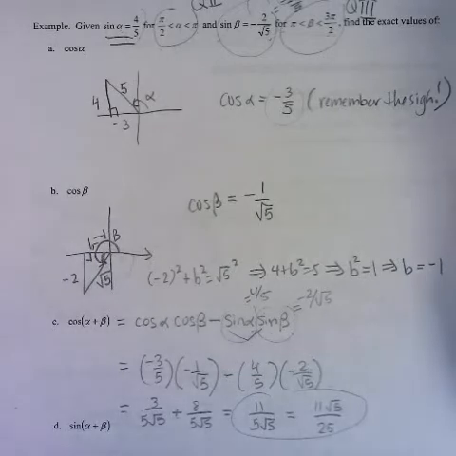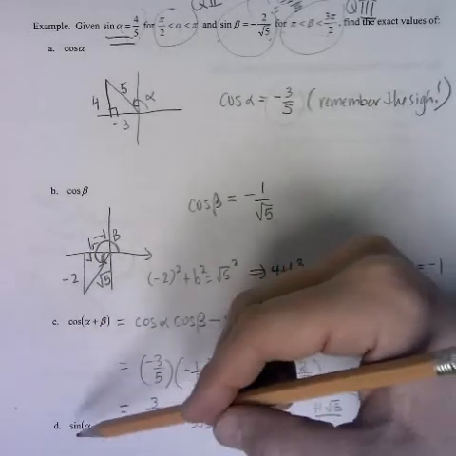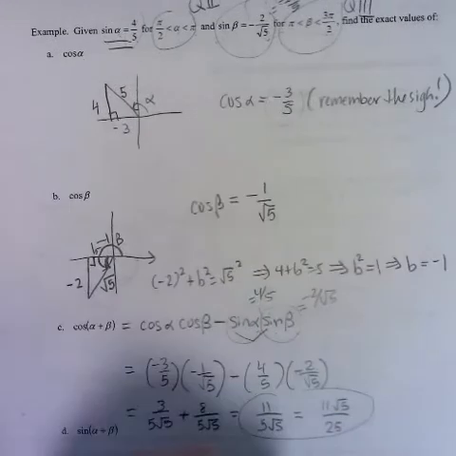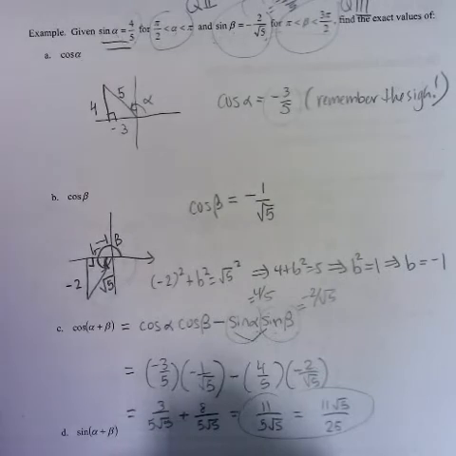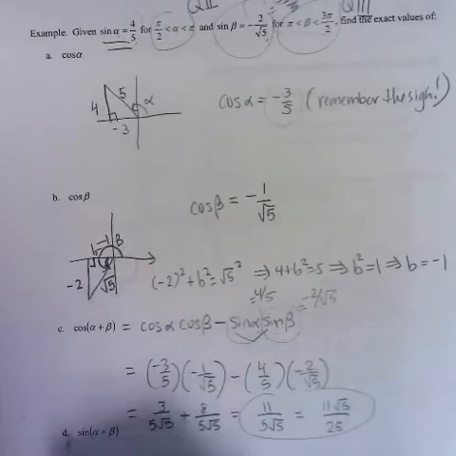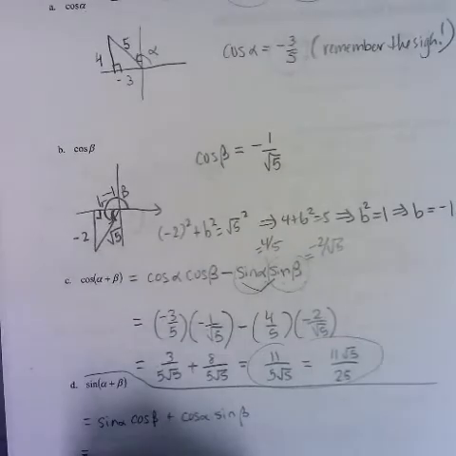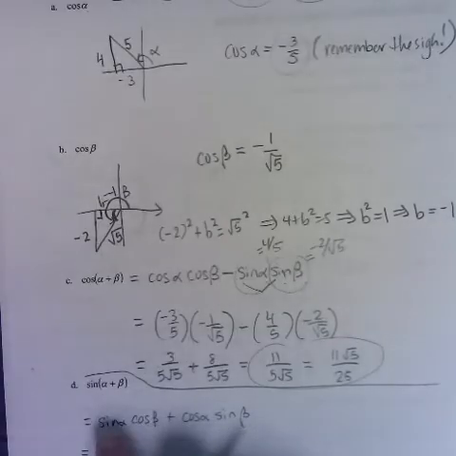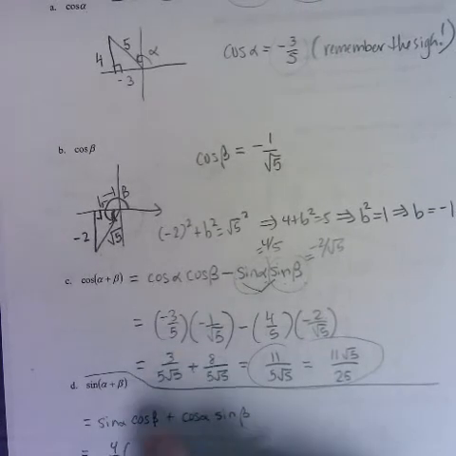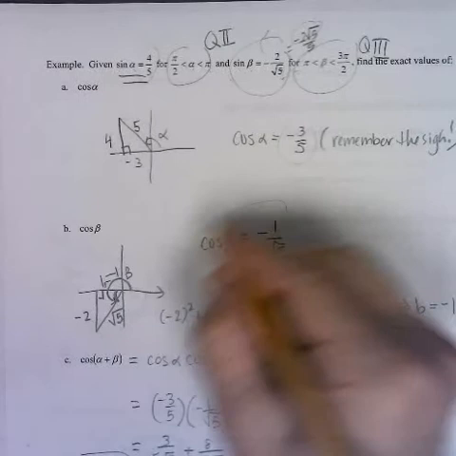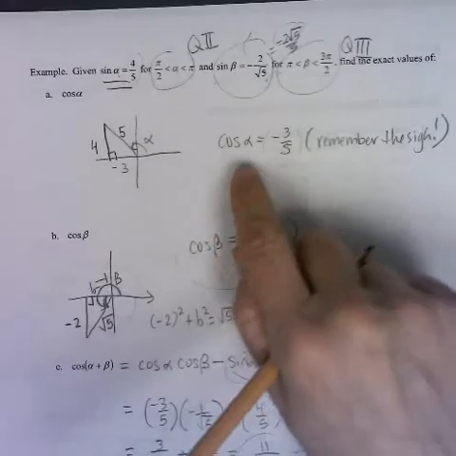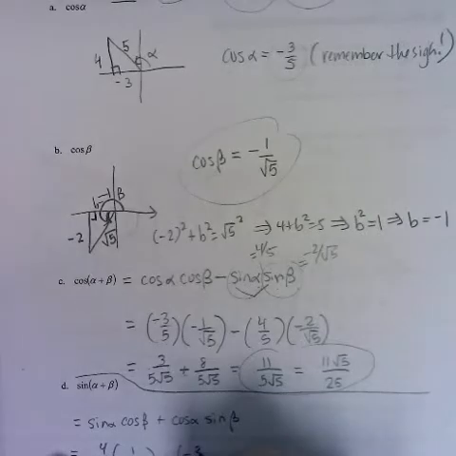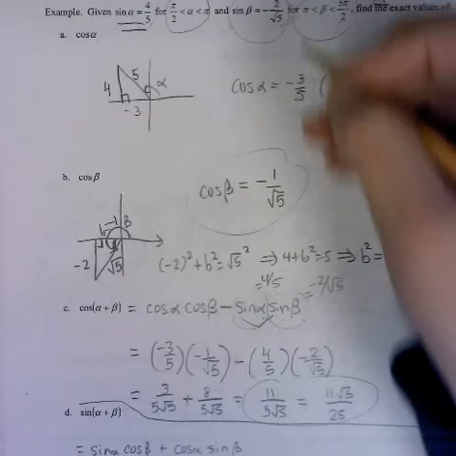All right, so we did cosine of alpha plus beta. We've done almost all the work now. Sine of alpha plus beta will be easy. So this is sine alpha, cosine beta, plus cosine alpha, sine beta. Sine alpha, we were given in the problem. That's 4/5. Cosine beta, we found in part B, that's -1 over the square root of 5, plus cosine alpha we found in part A, that's -3/5, and then sine beta was given, -2 over the square root of 5.